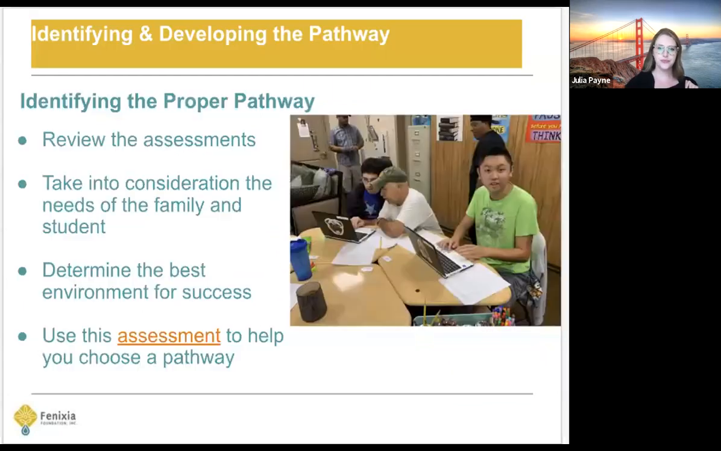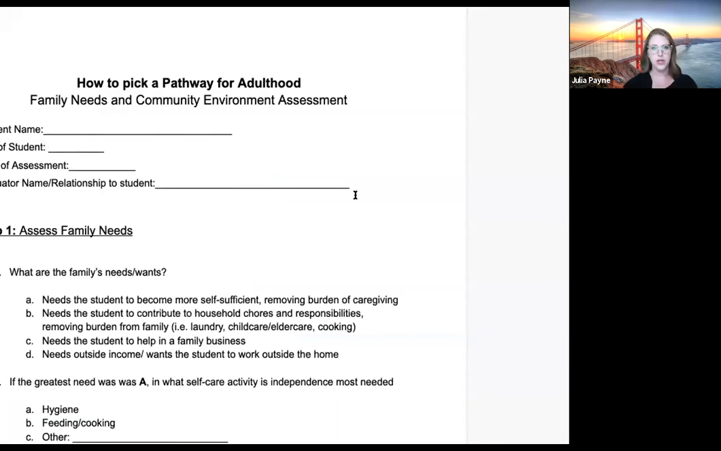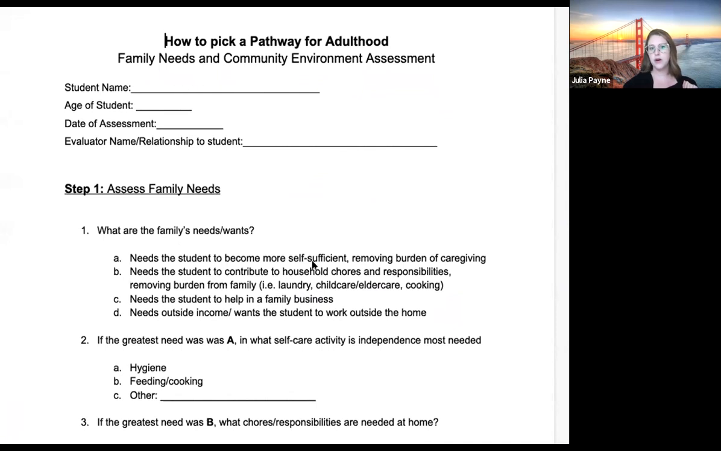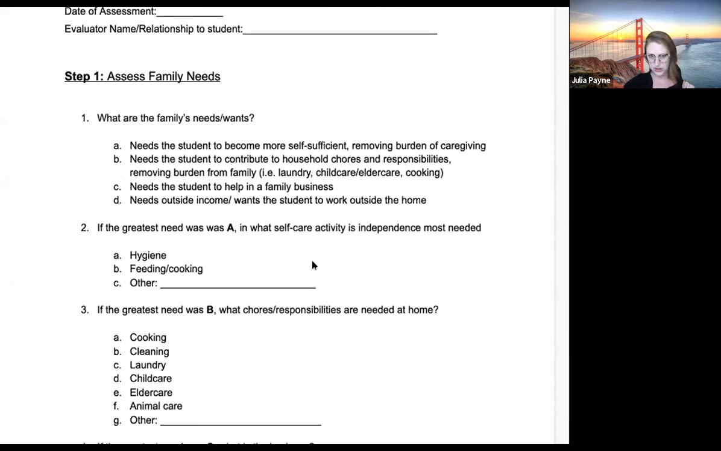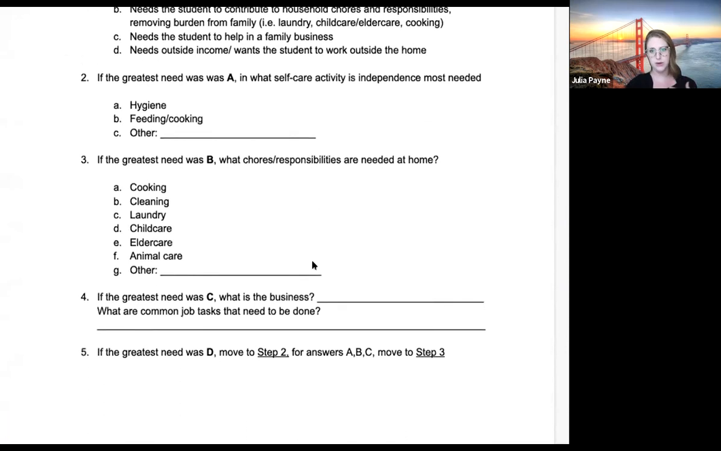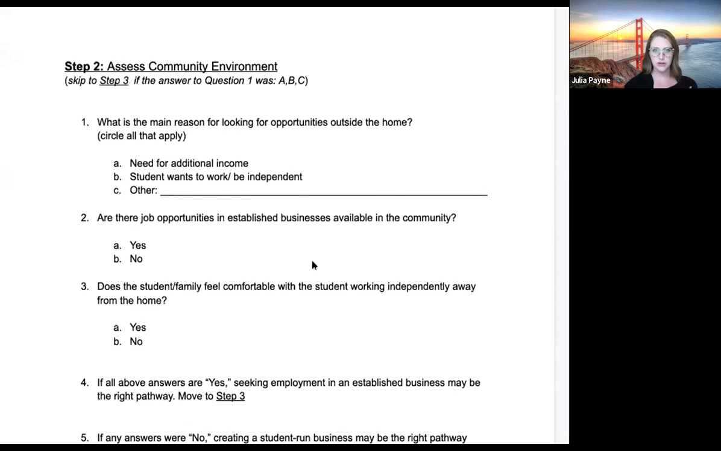I'm sorry, I skipped something right there. We actually made an assessment that you guys can use. We will be sending this out, I think in a couple days, with all the packet and everything, but I'm just going to show you quickly what it looks like. You will be able to go through this on your own. It's just quickly asking about what are the family's needs. It's a way for you to brainstorm and compile all the things to think about how to pick this pathway. You're going to move on to community and environment.